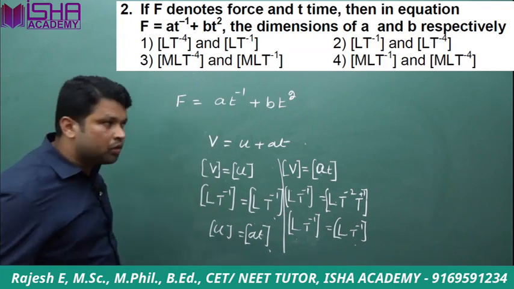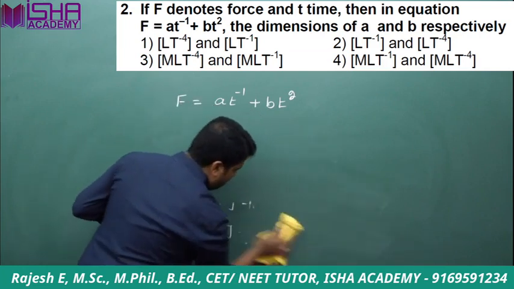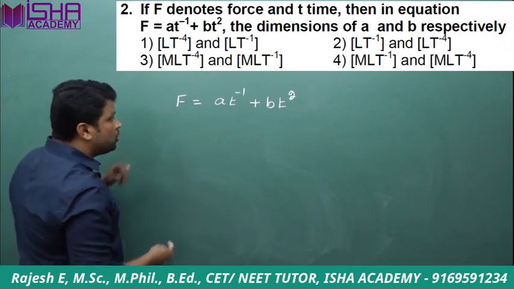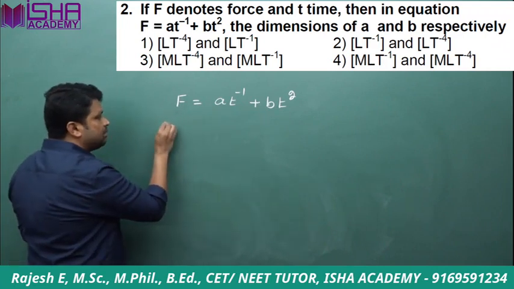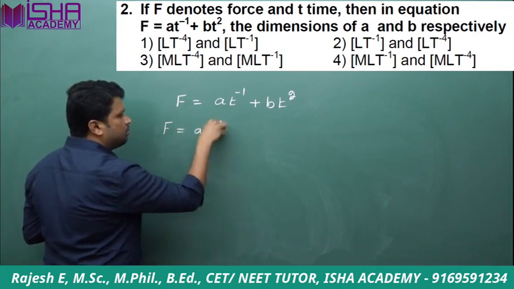See here, how you are going to solve that? You have to calculate what is A. According to homogeneity of equation, this can be written as F is equal to A t power minus 1.